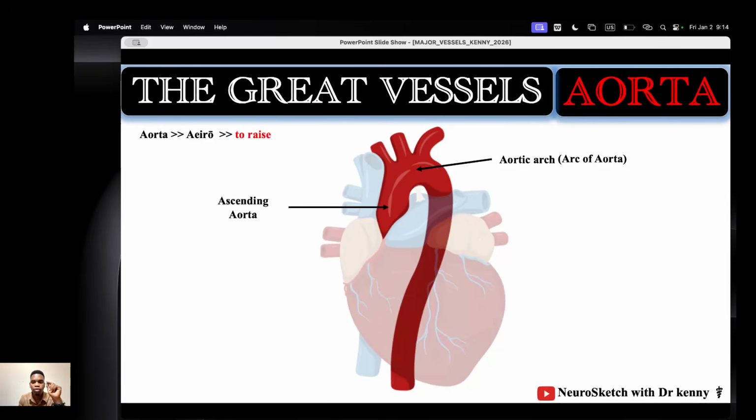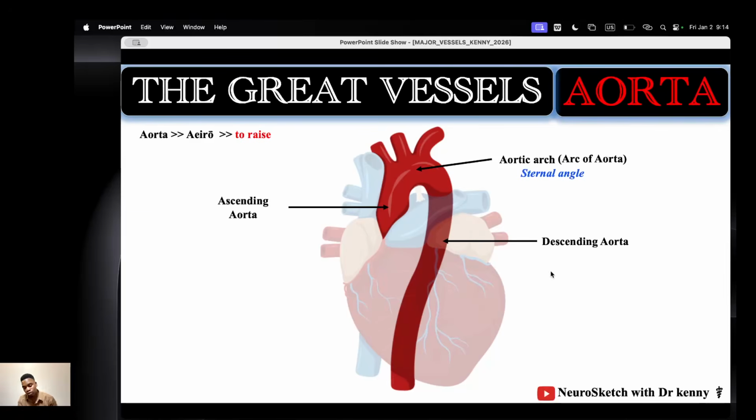The aortic arch is also called the arc of aorta. We mentioned it when we were doing the sternum. We said that at the sternal angle of Louis a lot of events are happening, and one of those events is the arching of the aorta. The curving of the aorta is called the aortic arch, and it happens at the level of the sternal angle of Louis. After the ascending aorta and the arch, the third part of the aorta is called the descending aorta.